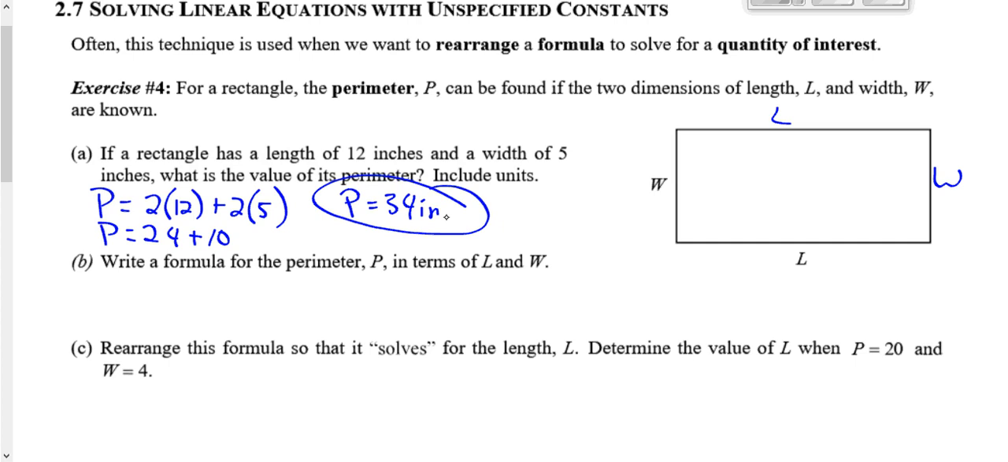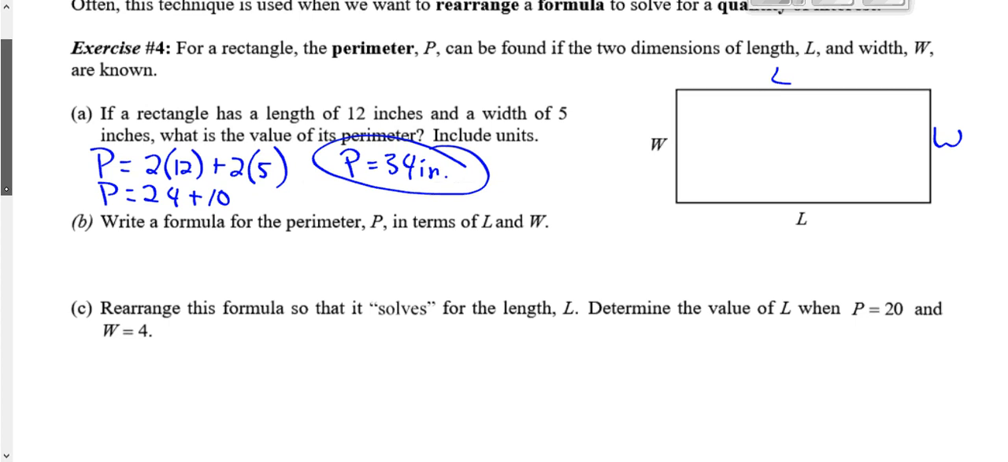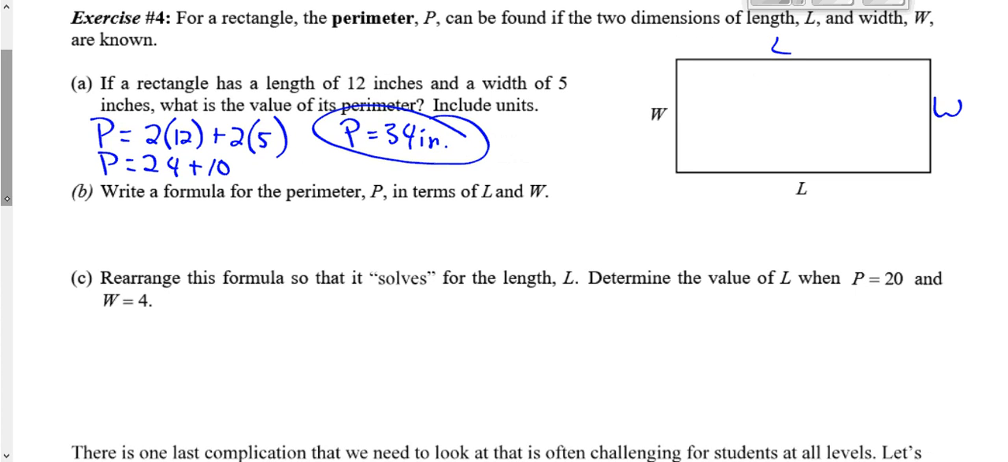Now they just want us to do the same thing, but now we don't have any numbers to put in for L and W, right? P equals 2L, well, L plus W plus W. Yeah, P equals 2L plus 2W. Okay?